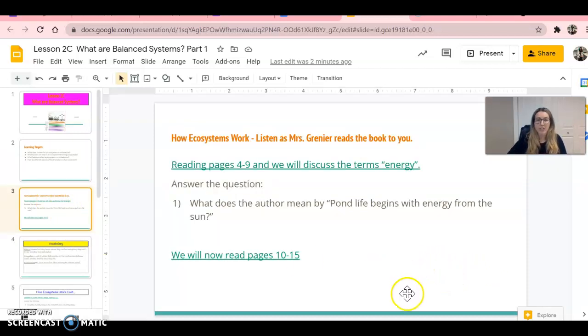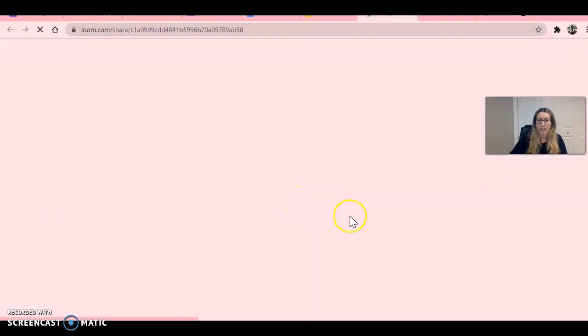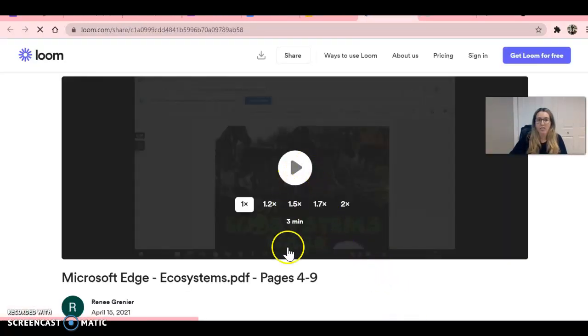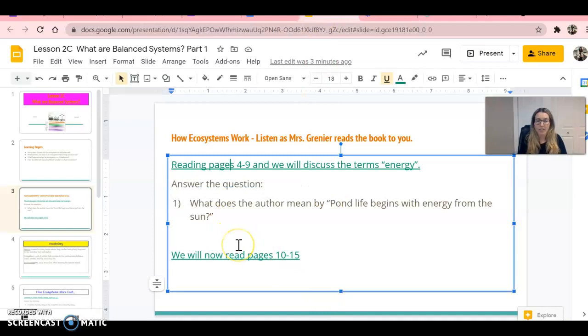The first thing that you're going to do is click on the links to the pages that Mrs. Grainier has recorded. It's an informational text called What About Change? And it discusses the balance of an ecosystem and what happens when these changes are made in an ecosystem. So whenever you see reading pages 4 through 9, 10 through 15, and so on, you're going to click on the heading and you will see that it brings up a link to a Loom recording of Mrs. Grainier reading the text to you. So you are going to watch these short clips of her reading the pages. Along with the pages, there are some questions that you're going to answer as she's reading so that you can reflect on what you're learning.